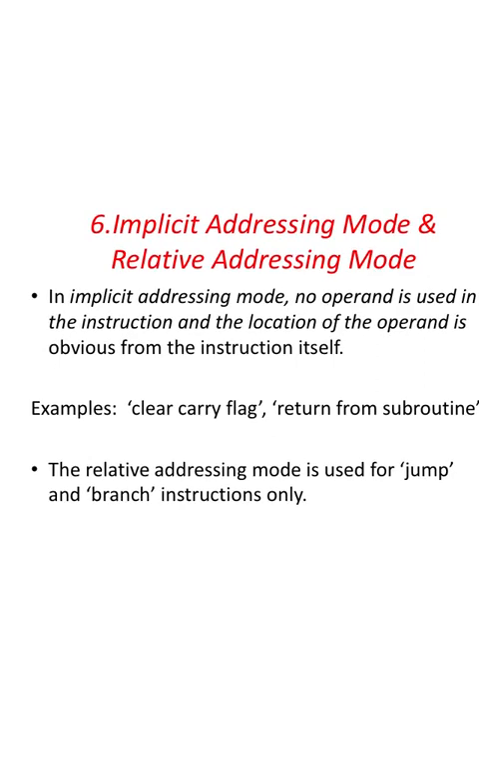Relative addressing mode. It is also called implicit addressing mode. No operand is used in the instruction, and the location of the operand is obvious from the instruction itself. For example, the carry flag returned from a subroutine. The relative addressing mode is used for jump and branch instructions only. By this, we complete the microprocessor topic. Thank you.